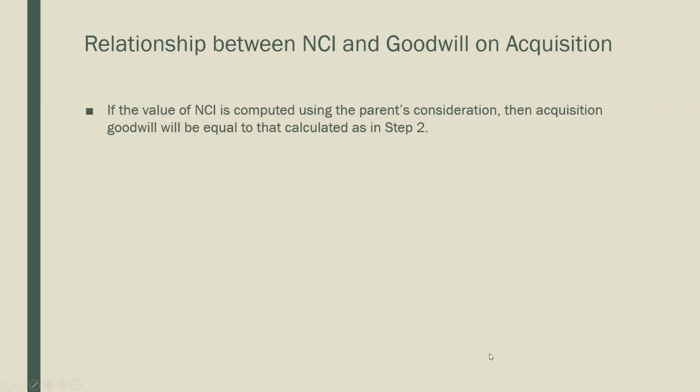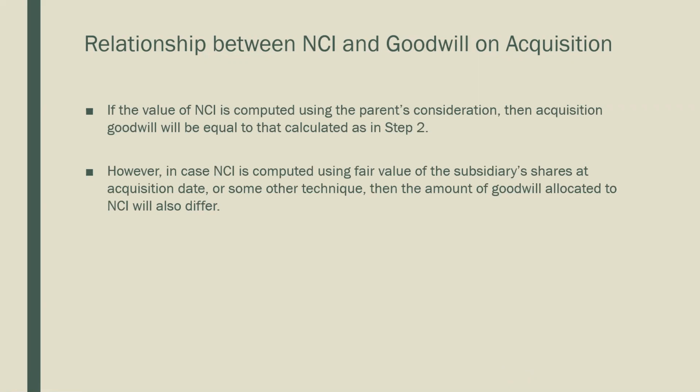So let's take a look at the relationship between NCI and goodwill on acquisition. If we calculate non-controlling interest using the parent's consideration, then the acquisition goodwill will be equal to that calculated in step 2. However, if non-controlling interest is calculated using the fair value of the subsidiary's shares on the date of acquisition or some other technique, then the amount of goodwill allocated to NCI will also differ. We will look at examples that will help explain this concept in class. For the time being, keep in mind that there is a linkage between non-controlling interest and goodwill.